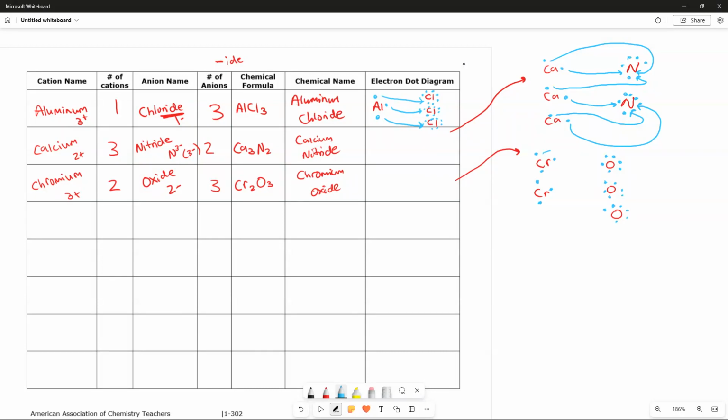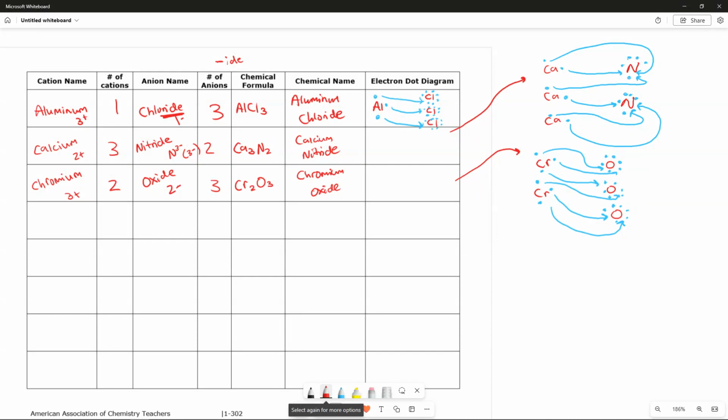So each of these, one's going to go here, one's going to go here. Another one's going to go right there. Another one is going to go right there. And our last 2 will go here and here. And that's our electron dot diagram for chromium oxide.